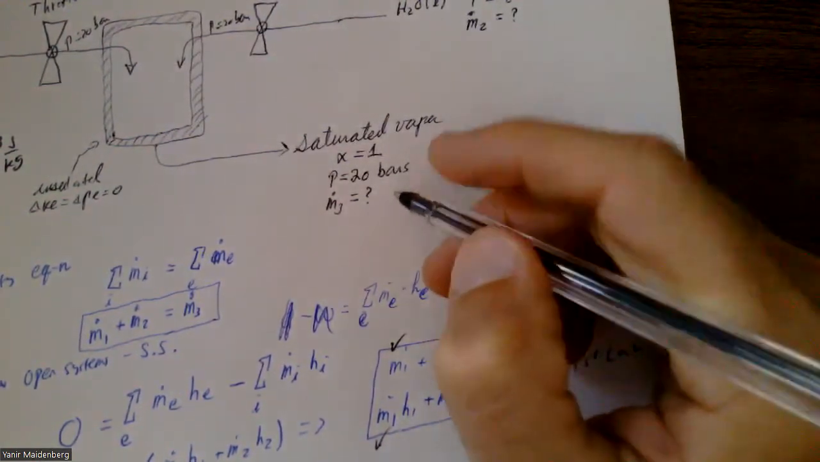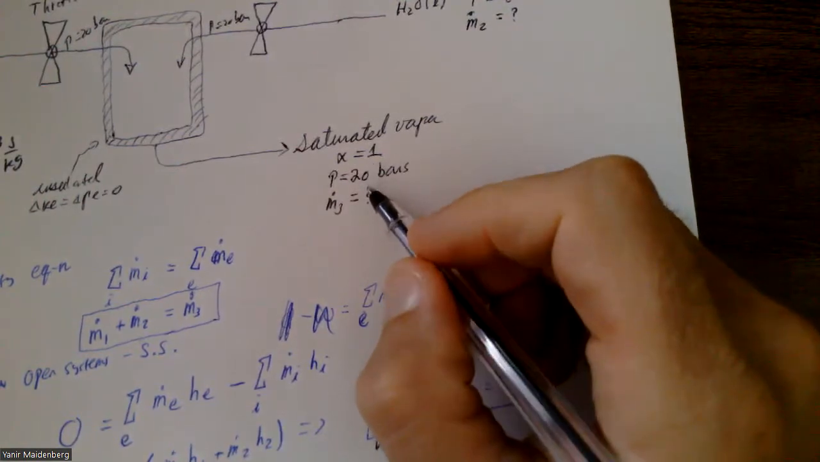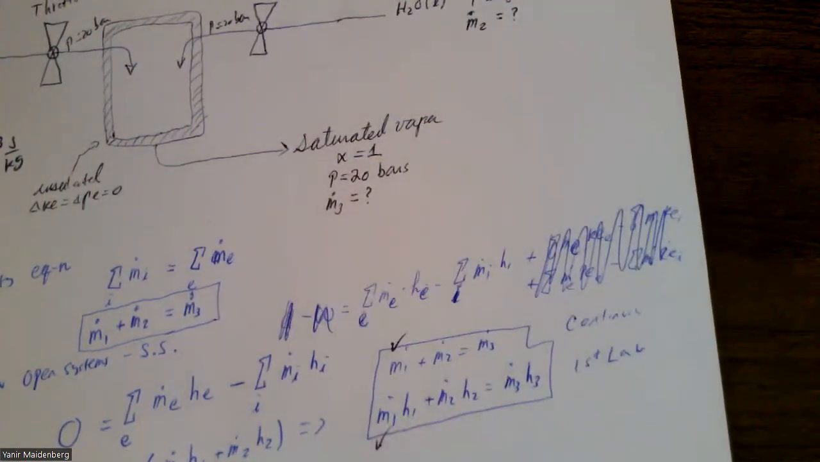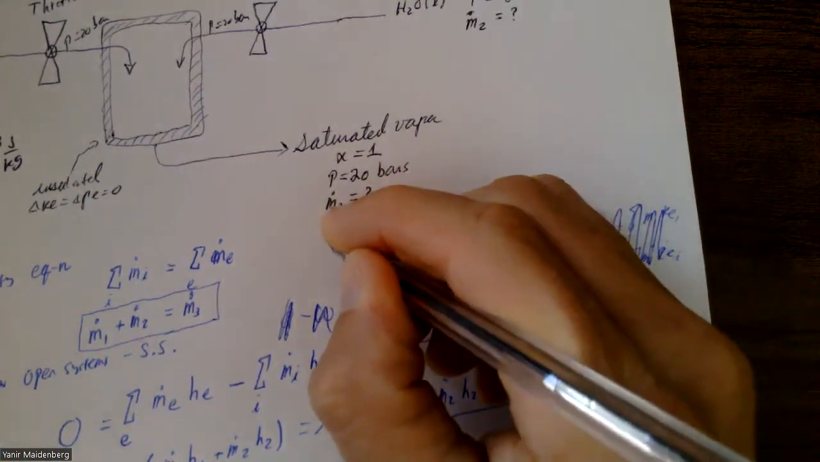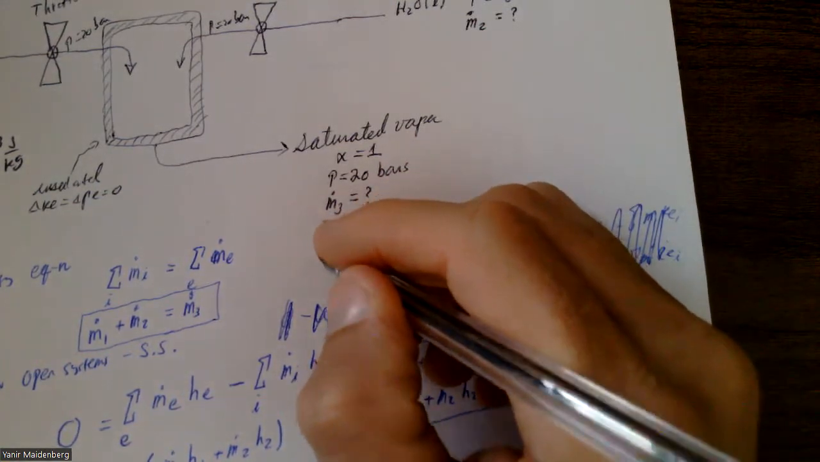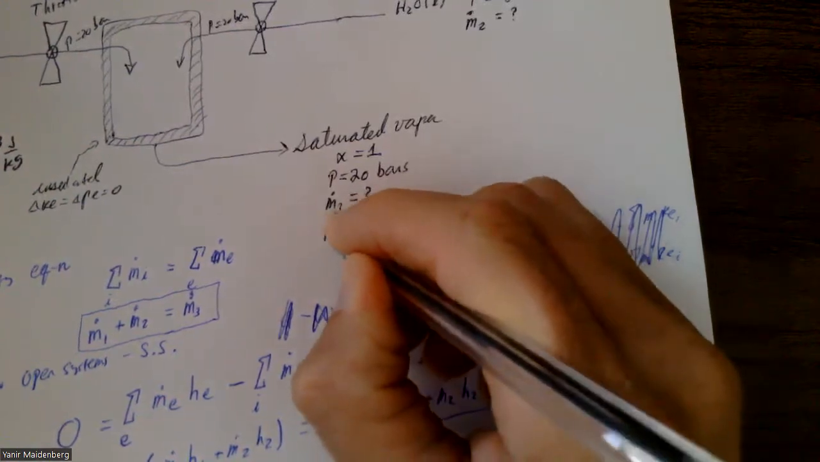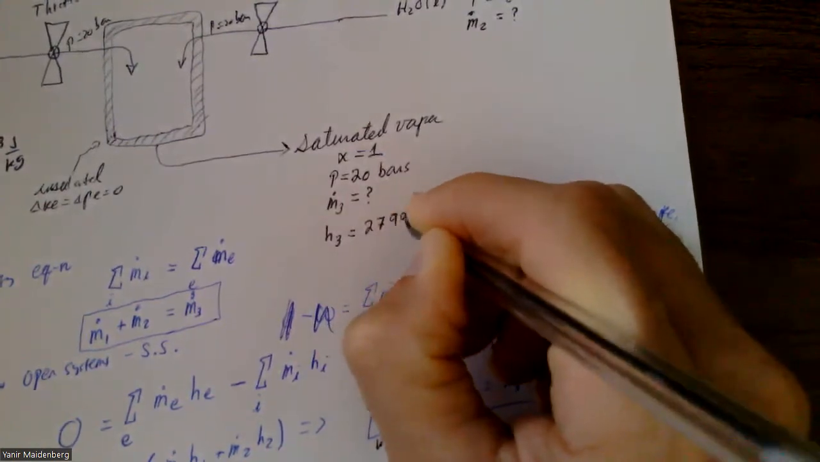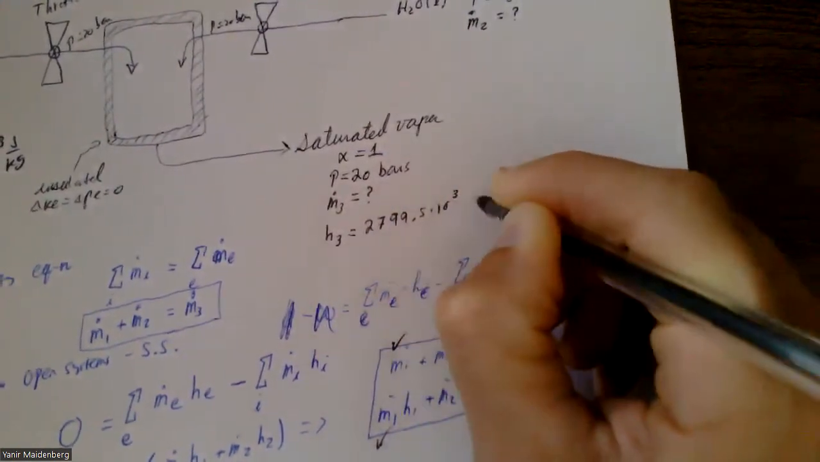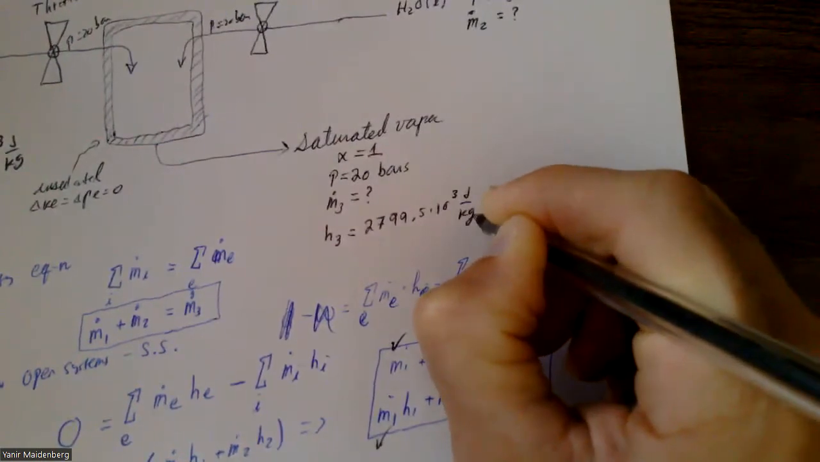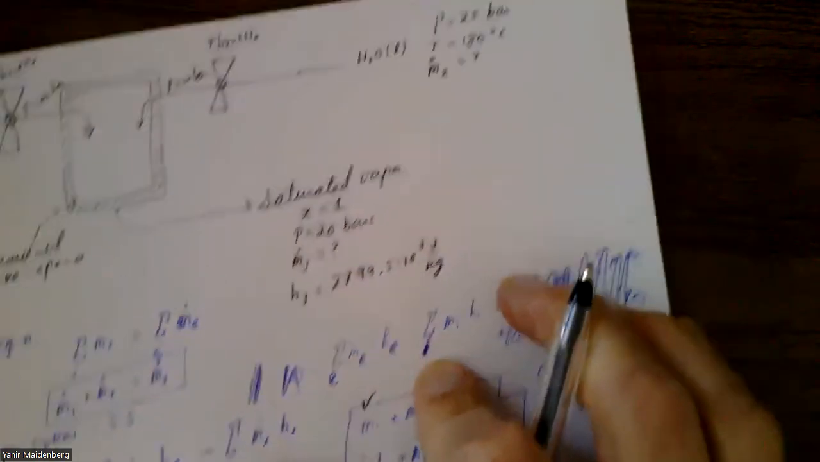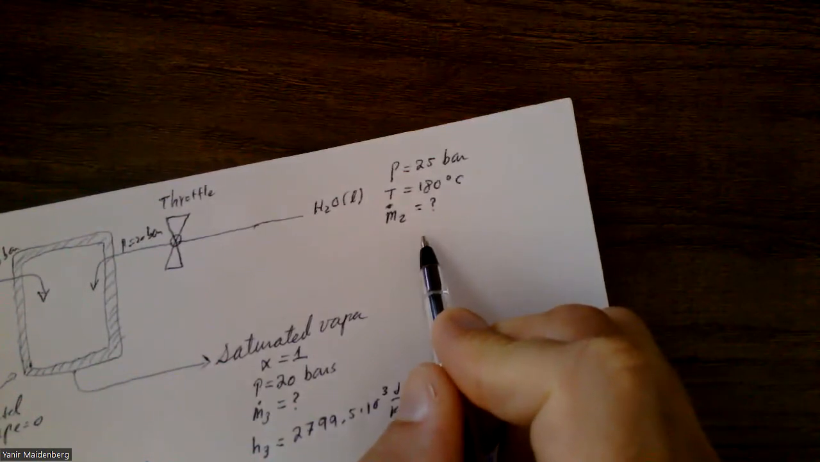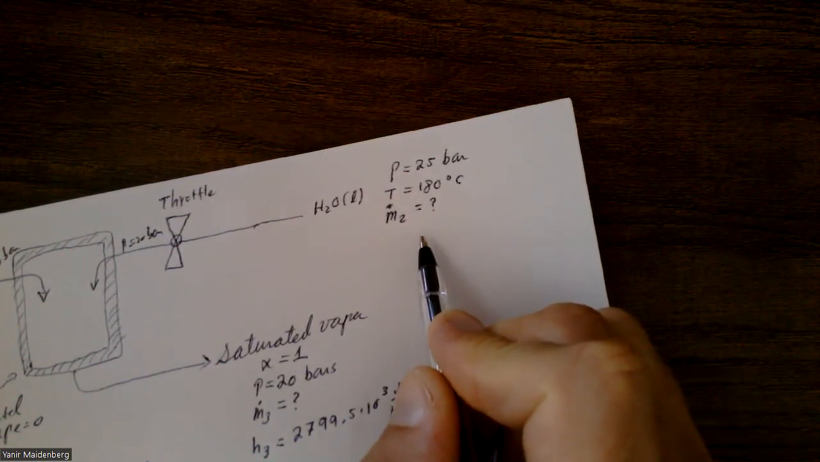And with saturated vapor, with X equal to 1, you can go to the saturated table and look at Hg. Whatever Hg is, that's the H, because there's no liquid at all. So Hf is not coming in to bother us here. So we know that H3 here is 2799.5 times 10 to the third joules per kilogram. Okay. We also know here that this is a compressed liquid scenario.